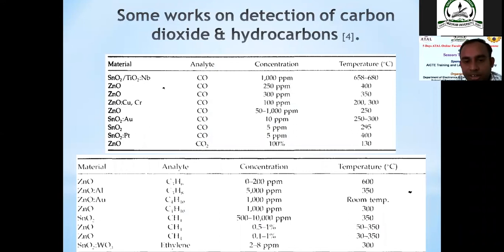You can see 1000 ppm. See, the concentration is too high. It means the minimum it requires is 1000 ppm. The temperature is 658 to 680, and for the last one you can see the temperature is 130. So in most cases, the temperature is more than room temperature. A very high temperature is required for sensing with this material. In the second table also, if you see the temperature, these are very high temperatures. So that is another issue.